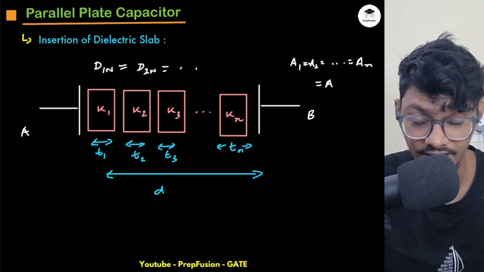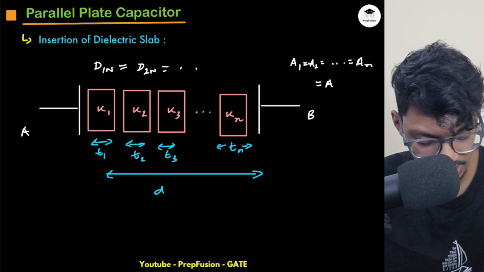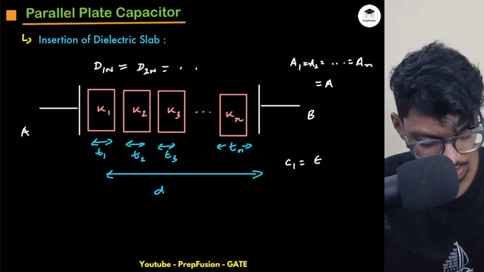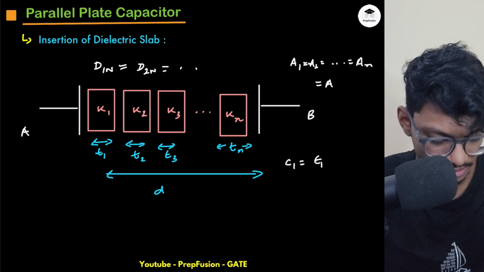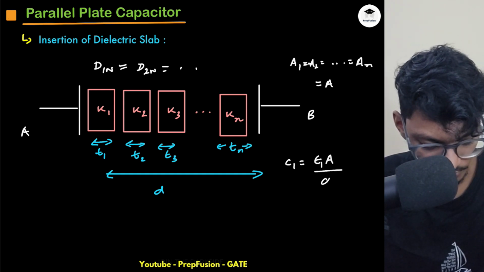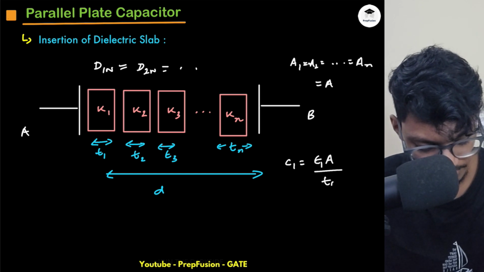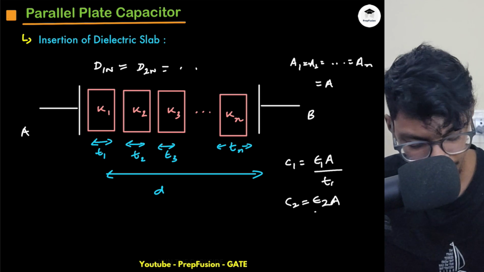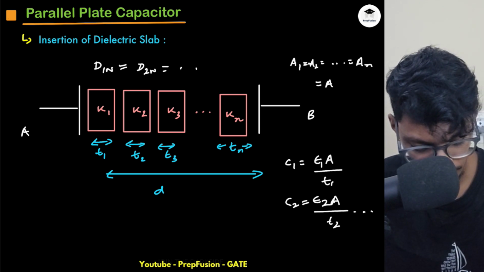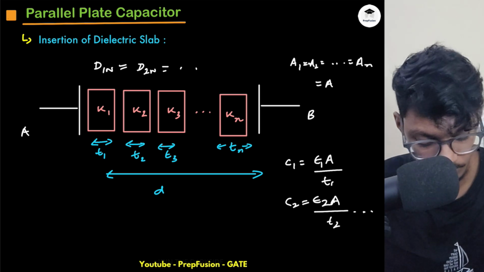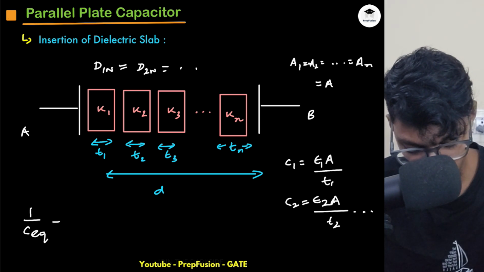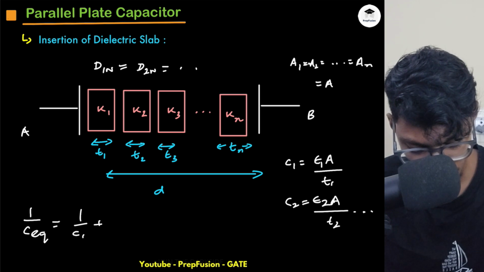Just I want to derive a special expression for this. So what is my C1 capacitance here? The capacitance here is simply epsilon R1, or I can say epsilon 1 A by T1. I will name thickness as T1. C2 will be epsilon 2 A by T2, and so on. The area between the parallel plate capacitor is the same only. So overall, I know they are connected in series. So what is C equivalent? 1 by C equivalent is 1 by C1 plus 1 by C2 plus 1 by C3 and so on.